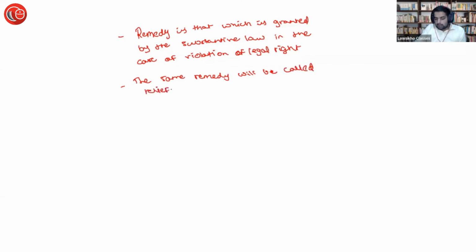The same remedy will be called relief the moment it is claimed in court, in a suit, or it is granted by court in a suit.